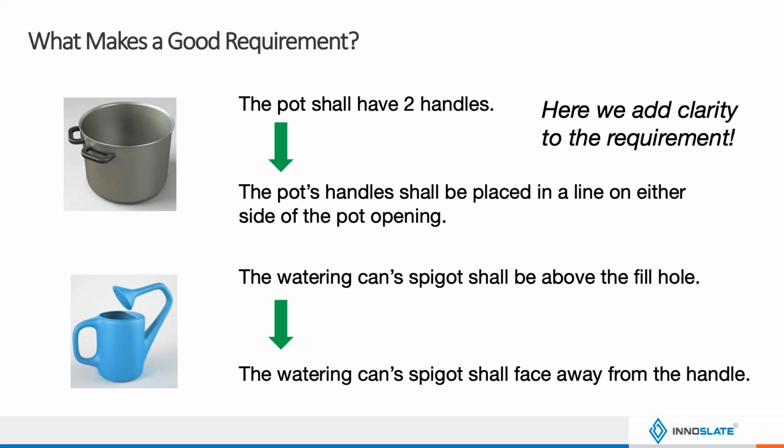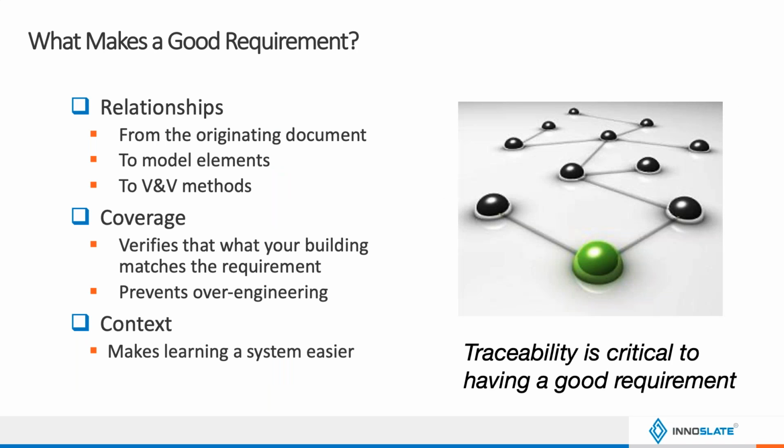So we're definitely looking at not only what makes a good requirement, but how clear that requirement is in terms of our management analysis of these requirements. So again, what makes a good requirement in this case? The relationships: we need to have a relationship from the originating document. We need to be able to model elements from the requirements, and we also need to have identified validation and verification methods of these requirements, in which we're going to be able to test the validity of the system against the requirement to make sure that it's actually able to satisfy or perform that requirement and meet that requirement for our customers.